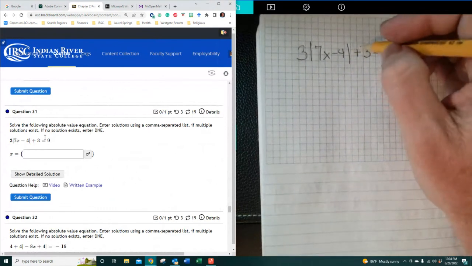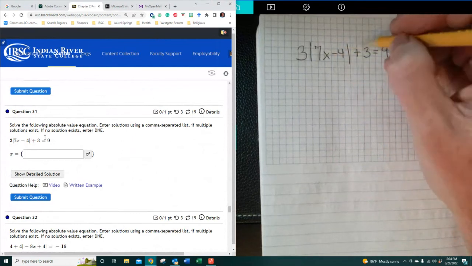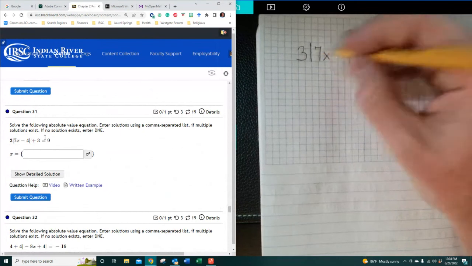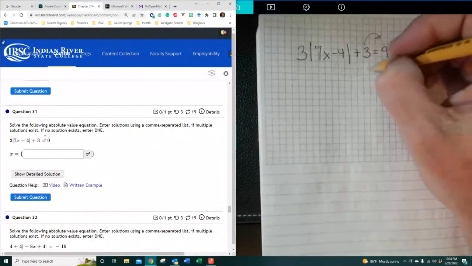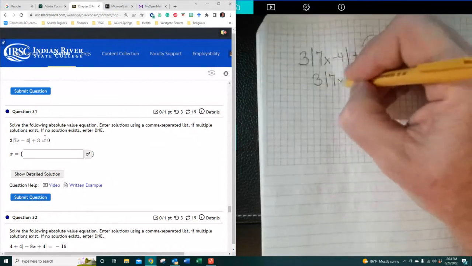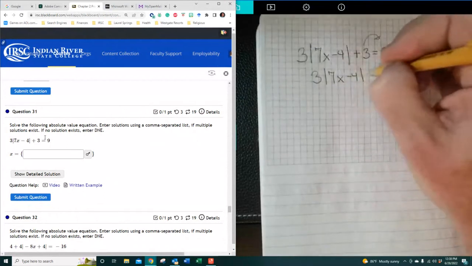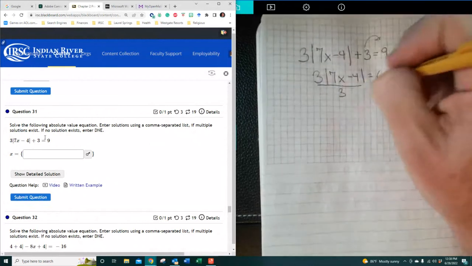Now, we're solving an absolute value equation. We have to get this absolute value by itself. So we're going to go ahead and subtract 3 from both sides. And then we're going to divide both sides by 3.